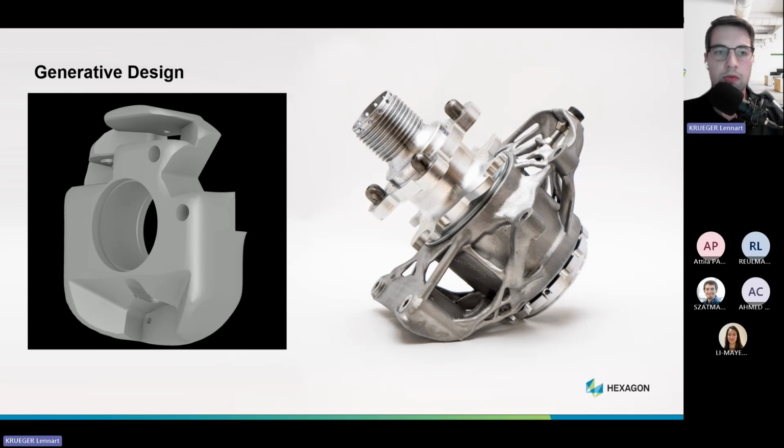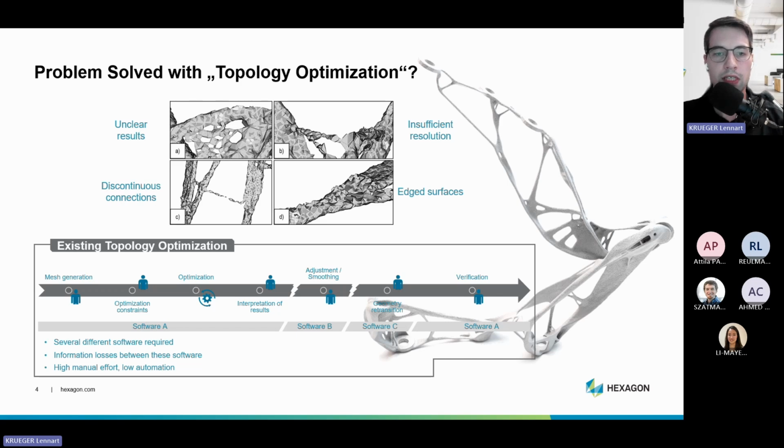What is the big difference to classic topology optimization? So topology optimization exists since several decades, but this process from the optimization to a final part can be quite lengthy. A classic topology optimization needs to be set up by an expert who knows how to mesh a part correctly, to set up the optimization constraints correctly, and you can run the optimization. And then you need an expert who can interpret the results, because the results from a classic topology optimization aren't always clear or straightforward.